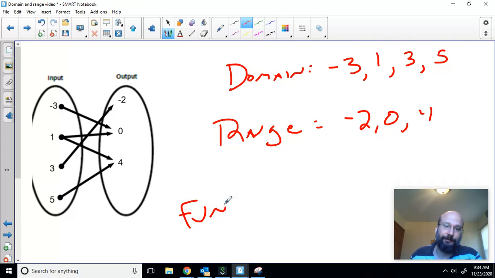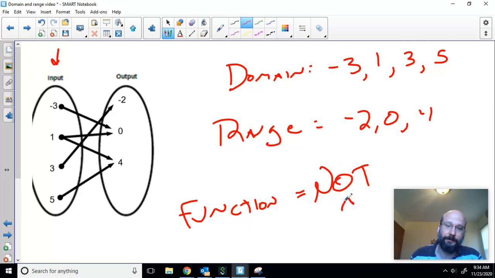And again, for a mapping, you look at your x's and you see if there's two lines coming from the same x. If there's two lines coming from the same x, that is not a function. So if you look at number 1 here, there's a line going to the 0 and a line going to the 4. So if there's two lines coming from the same x, it's not a function. That's how that works.